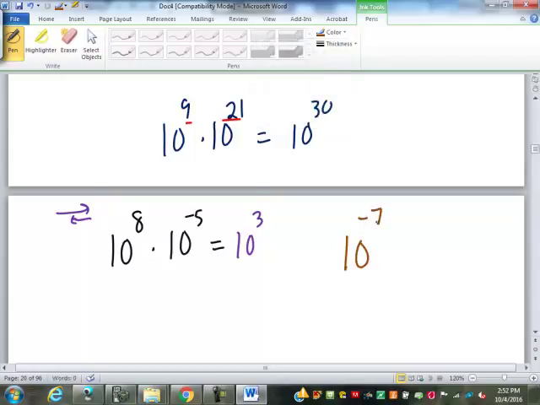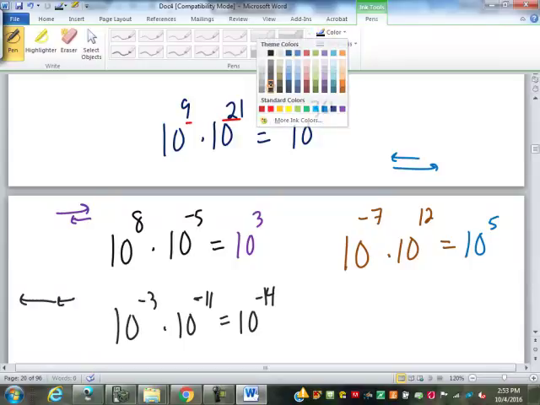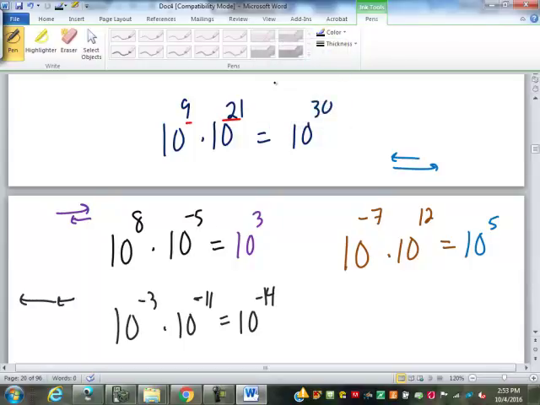10 to the negative 7th times 10 to the 12th. So we've got negative 7, positive 12. It is 10 to the 5th. 10 to the negative 3rd times 10 to the negative 11th. 10 to the negative 14. You got it. Negative 3 plus negative 11 is going to be negative 14. So when we're multiplying, since we're adding the powers, it's a little bit simpler.